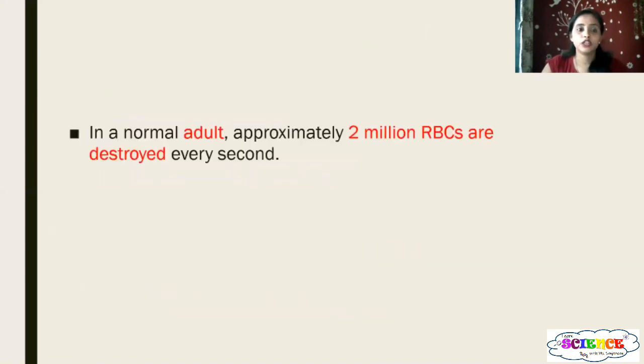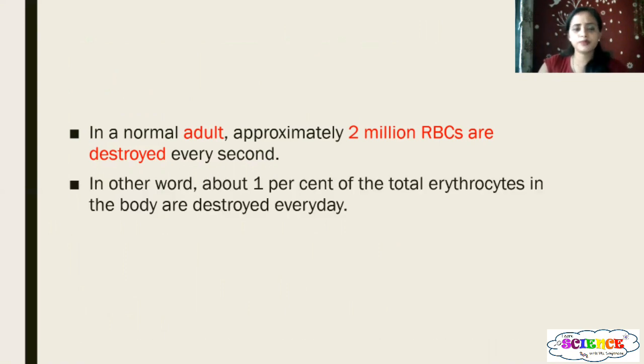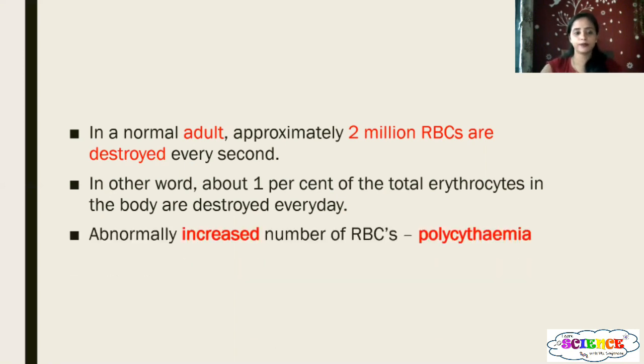In a normal adult human, approximately 2 million RBCs are destroyed every second. This makes about 1% of the total erythrocytes in our body, right? So we can say that about 1% of RBCs are destroyed every day. If it is destroyed, of course, it is produced as well, so 1% of RBCs are produced as well.